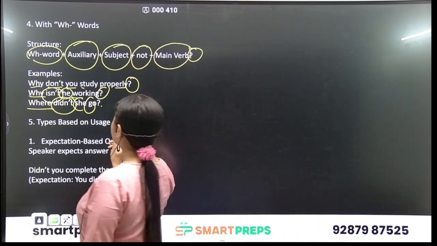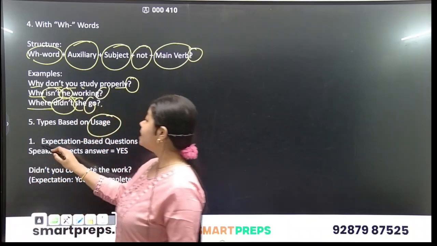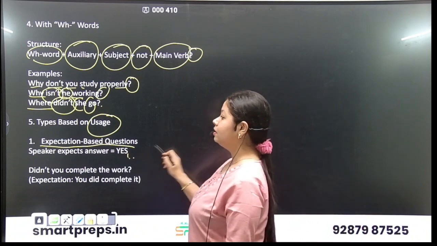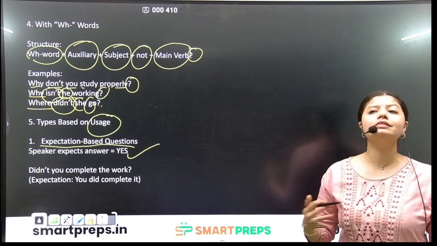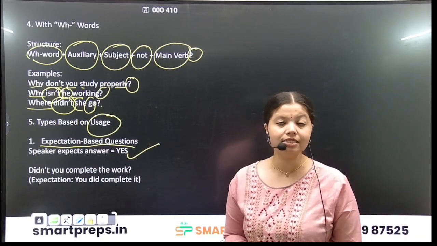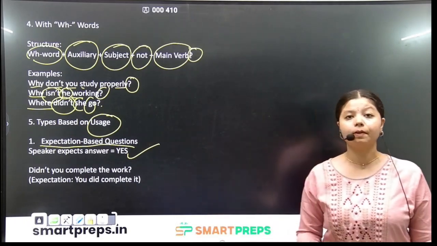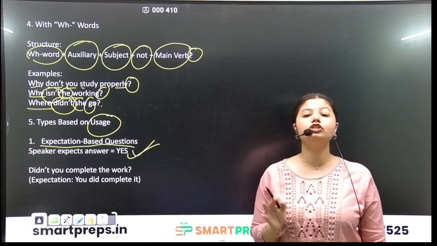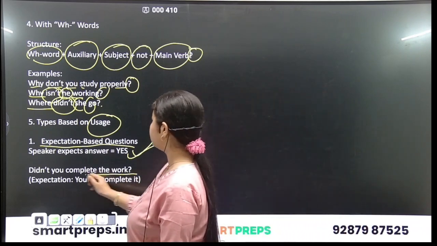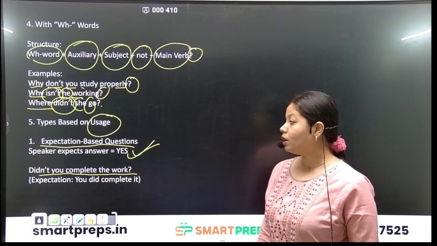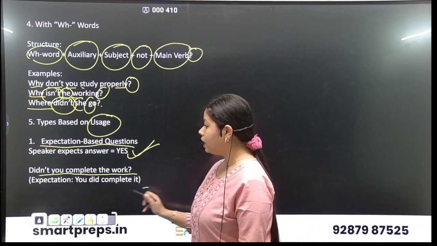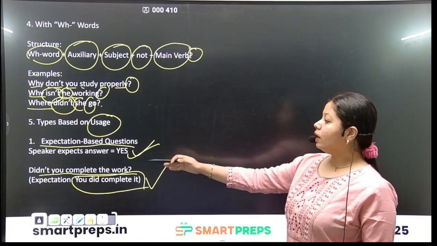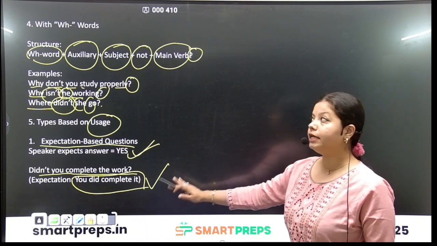Types based on usage. First is expectation based questions, where the speaker expects the answer yes. So there are various types of negative interrogative sentences. The first type is when we are expecting something. Our expectation is yes, so it's an expectation based question. Didn't you complete the work? The expectation is that you did complete it.